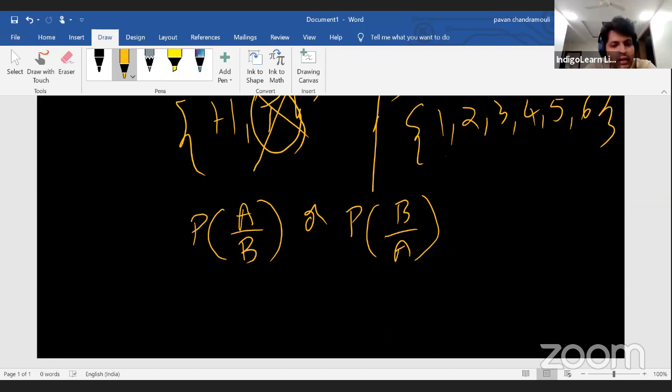What is the numerator? A. That means I am only interested in A. But the denominator also reminds you that P of A by B tells you probability of event A happening provided B already happened. Remember, the one which is in the denominator has already happened. After that, the numerator is happening. Similarly, P of B by A tells you probability of B happening provided A already happened. Are we clear on this?